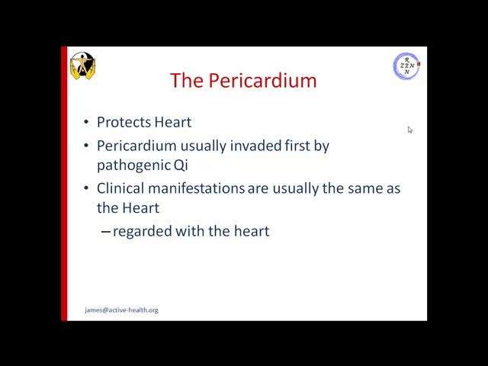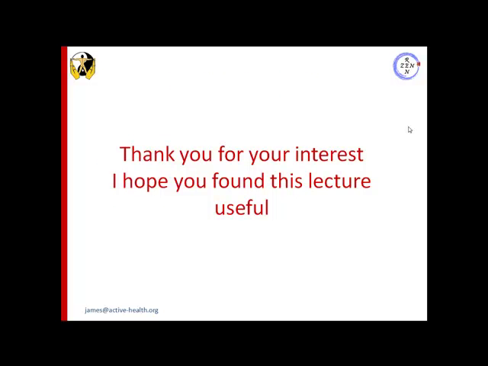For example, invasion of the interior by pathogenic heat, which gives rise to symptoms of mental derangements such as coma and delirium, is described as invasion of the pericardium by pathogenic heat, although the clinical manifestations are the same as those of the heart. For this reason, the pericardium is not generally regarded as an independent organ, but is usually seen as an attachment to the heart.